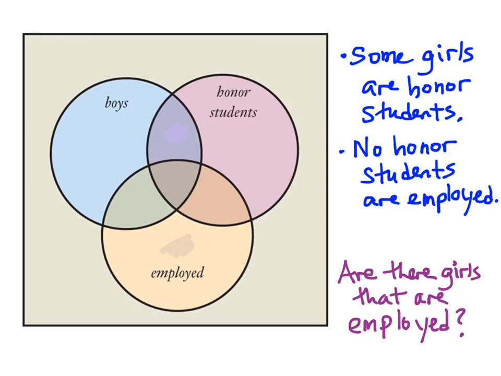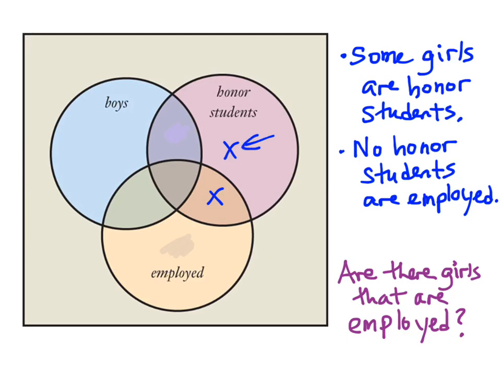Okay, so boys is the blue circle. So that would mean that girls would be in the regions outside of the blue circle. So the girls would be here, here, here, and here. And what we need to do is think through, can we actually label any of those with X's? Do we know that girls are in any of those categories? We know that some girls are honor students. So out of the places where girls are represented, the ones that are honor students would be here and here.